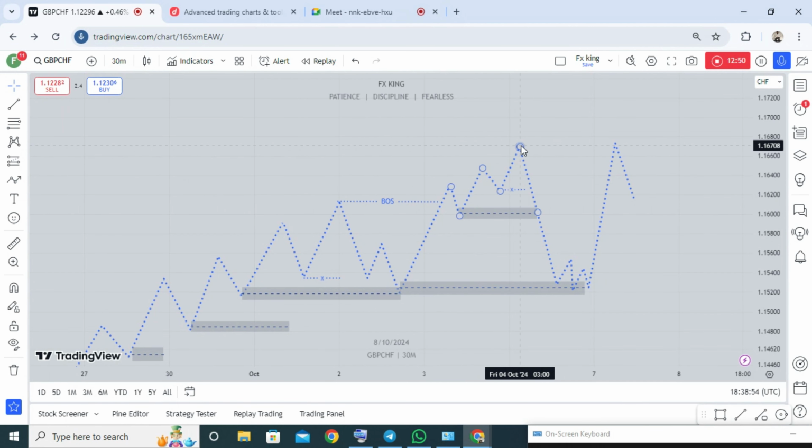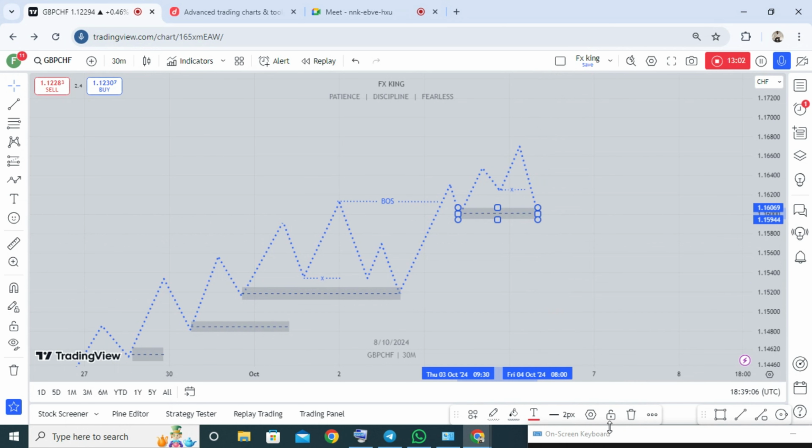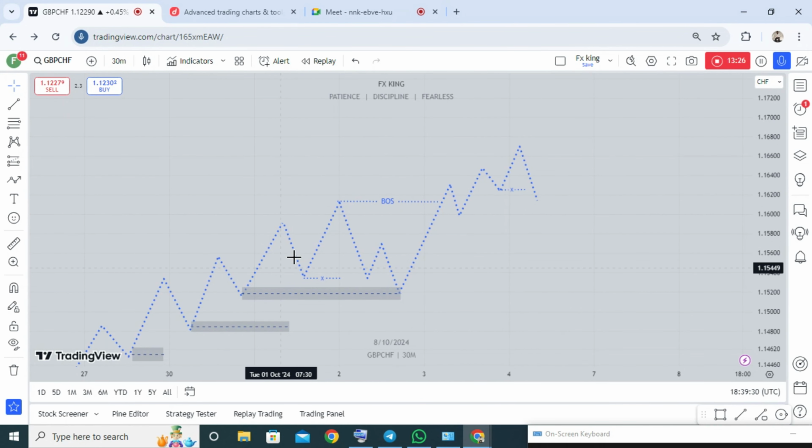And for this high, let me delete this. This first pullback here doesn't just act as a normal inducement. If the market is pushing up here, and once the market takes out this first pullback, what happens now is this higher high has been confirmed. This higher high is confirmed in this case.